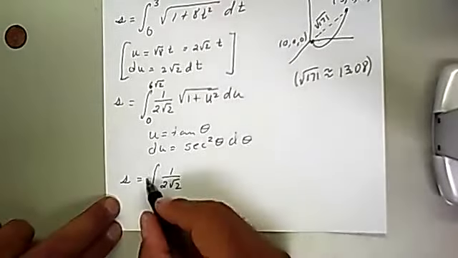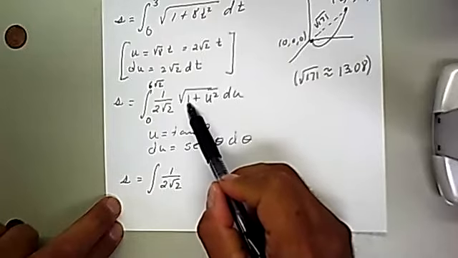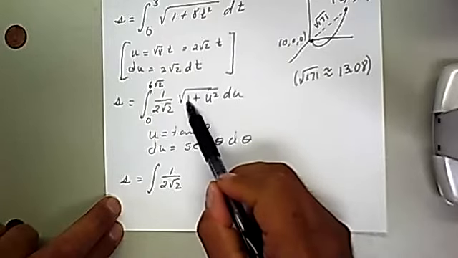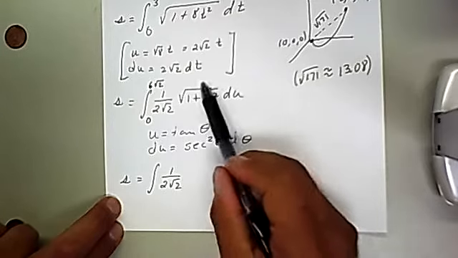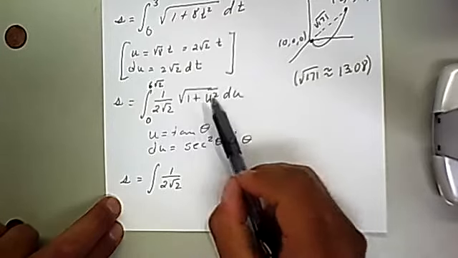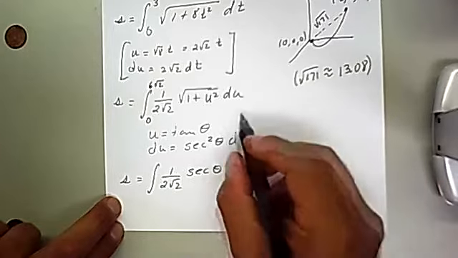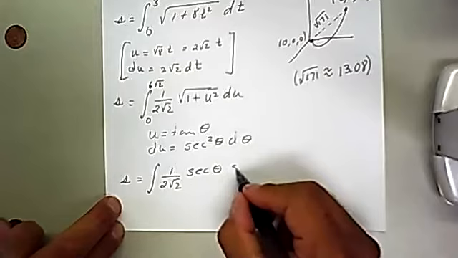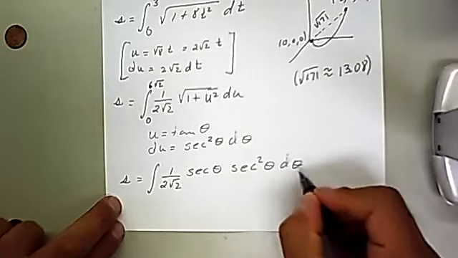And now let's think about this. If u is a tangent, when we square it, we're going to have tangent squared. Tangent squared plus 1 is secant squared. But then we're going to take the square root of that, so we're going to end up with secant. So this root will become secant of theta. And du is secant squared, so we have two additional secants: secant squared theta d theta.